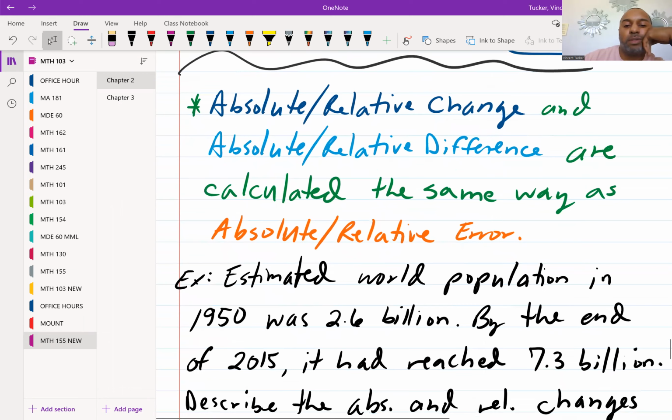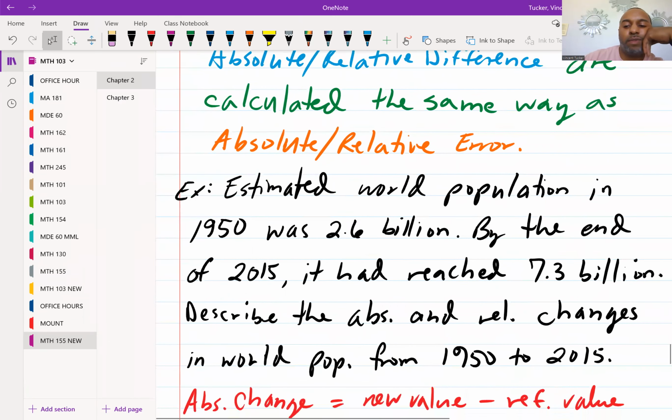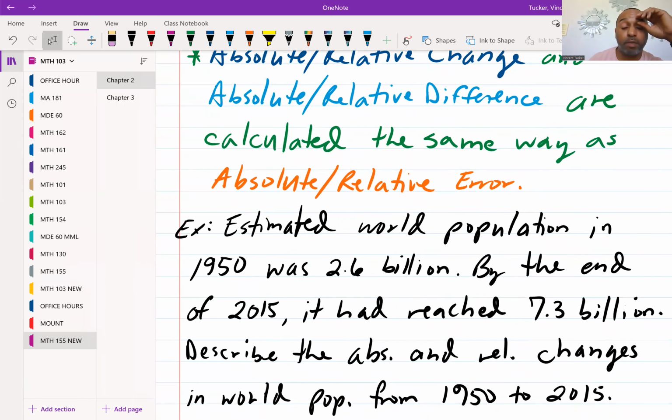All right. I don't know if I go up too far. There we go. That's the end of the example.